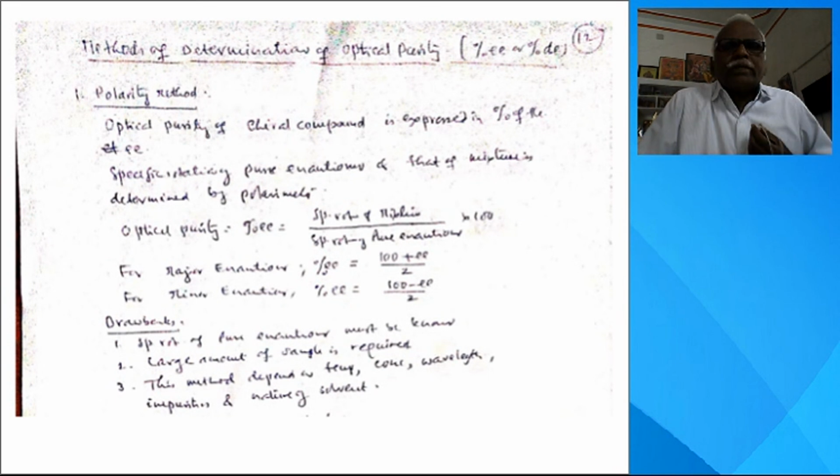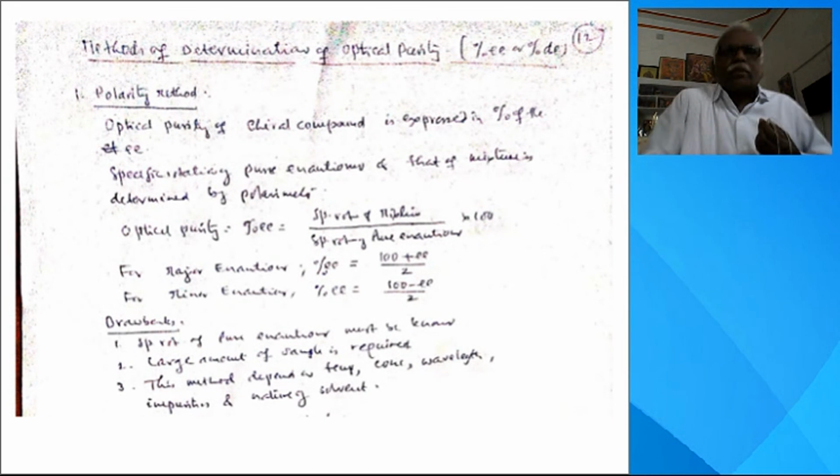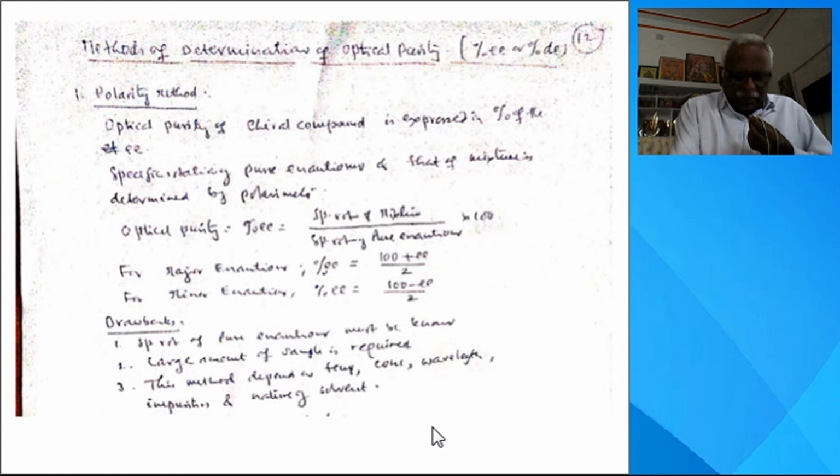By using a polarimeter, we can determine the optical rotation of the mixture and the optical rotation of the pure enantiomer. Then optical purity, which is the enantiomeric excess percentage, is equal to the rotation of the mixture divided by the rotation of the pure enantiomer, times 100. Using this equation, you can calculate the optical purity.